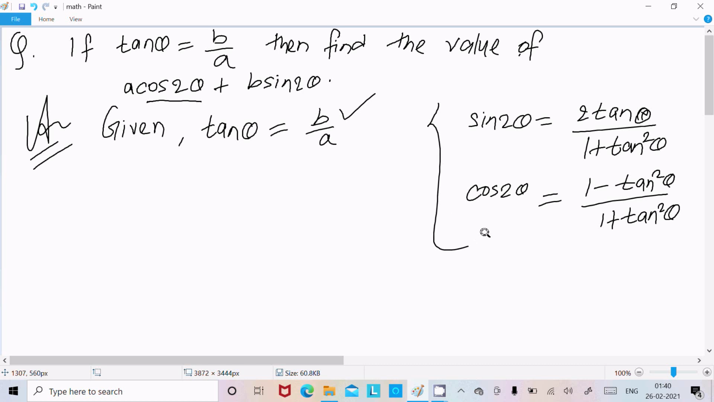So for these two we require the tan θ formulas, or the other is 2 sin θ into cos θ, so we don't need to change that. We need to remember these two formulas.